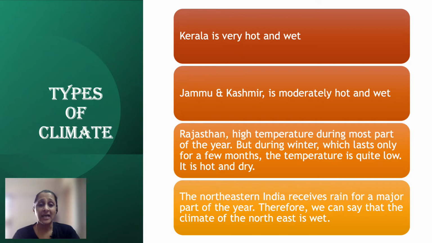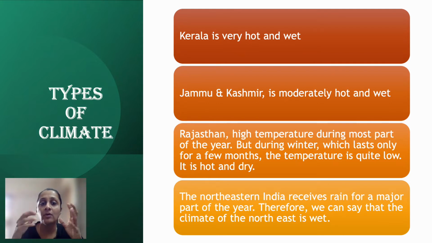Now, when we talk about types of climate, basically there are only three categories. It is going to be hot, cold, or wet. So hot in summer, cold in winter, wet in monsoon. But no place can absolutely be always hot or always cold or always wet. There will always be a variation.